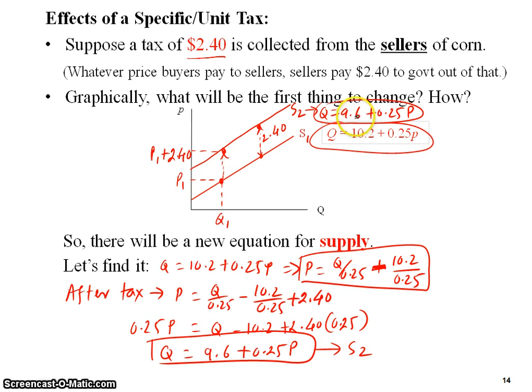Okay, so if you now compare this one to the old one, right? The only difference is in the constant term, right? The coefficient with P, the variable P, remains the same, meaning that the slope will be the same as we have already seen in the graph.